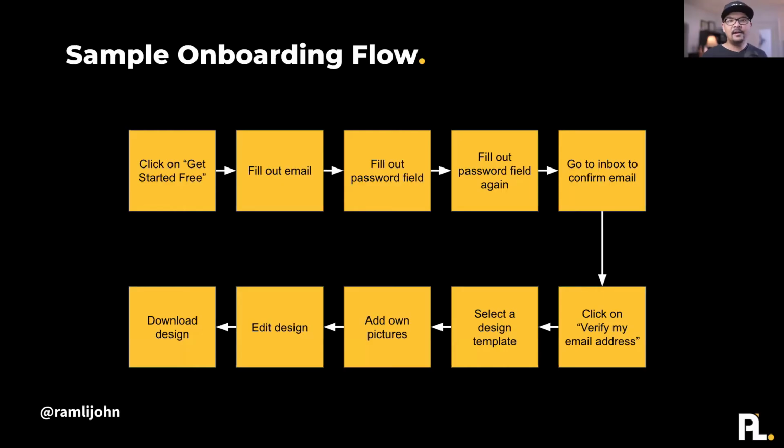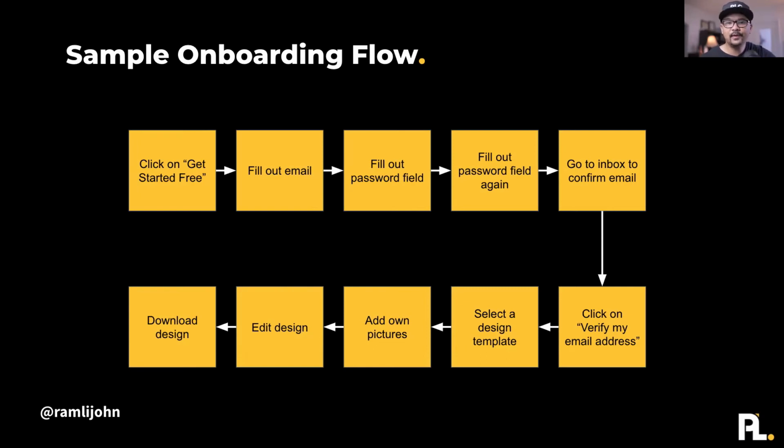So we mapped it out here, a simplified version, all the way from the homepage to achieving the success. There were 10 steps. They have to get started for free, fill out the email, fill out the password, fill out the password again. They have to do it twice. They have to go to the inbox and confirm the email. Then click verify my email address, select a design template, add your own pictures, edit the design, and then download the design. You want to be doing this for your app as well, and there might be more steps.